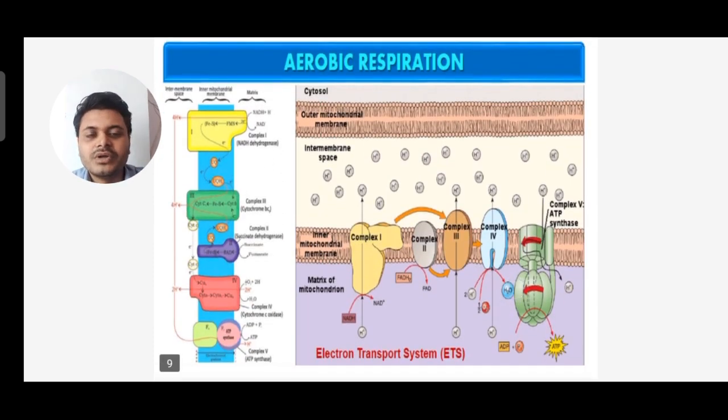Students, this is all about the electron transport system. You have to memorize this, you have to draw this cycle.